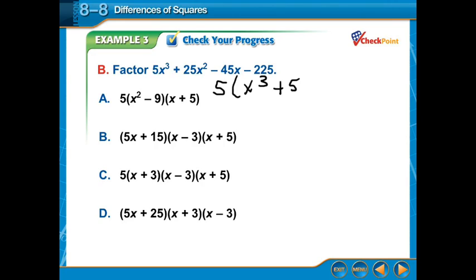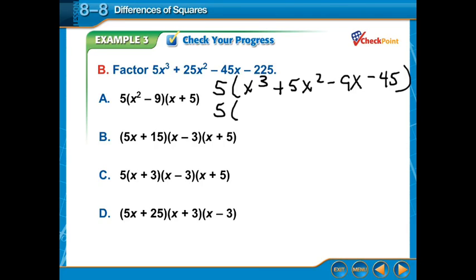x cubed plus 5x squared minus 9x minus 45. Alright, and then I'm going to ask myself, okay, I need to factor by grouping since I have more than 3 terms. So I might want to rearrange them a little bit.